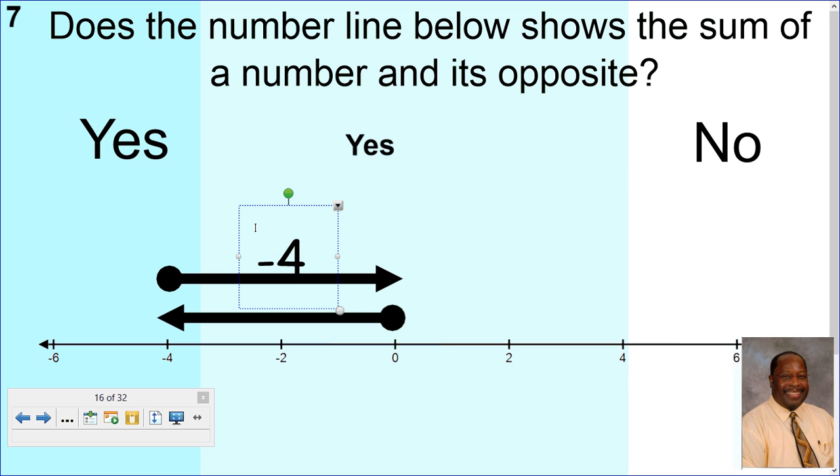Sum is the answer to addition. Plus you have going from negative 4 to 0, you're going to the right 4 spaces, a total of positive 4. So you're really adding a number and its opposite. You're doing something in one direction, then you're doing the exact opposite in another direction, and you're canceling each other out. And that's why when you're talking about opposites or additive inverses, they add up to 0, or their sum is 0.